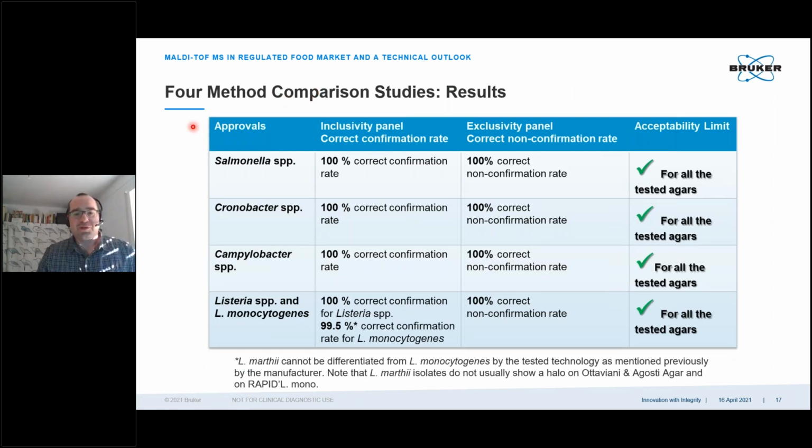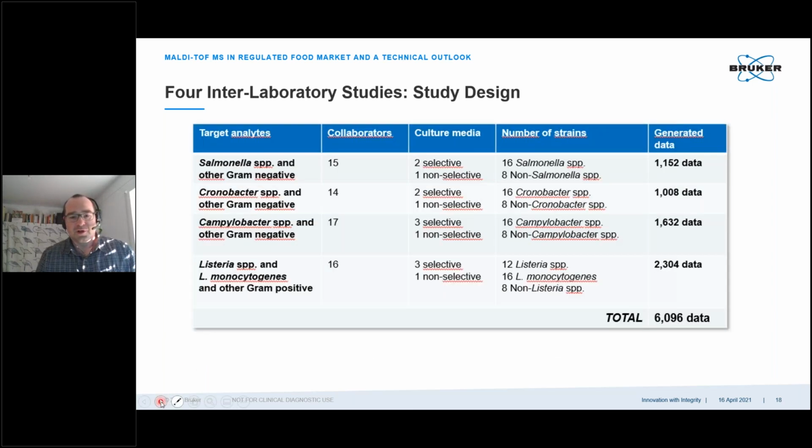The results of these method comparison studies were very good, as the inclusivity and exclusivity acceptability limits were all met. So the next step was the interlaboratory studies, and again, the same target analytes were included, but a much higher number of collaborators, up to 17 labs. In contrast, a lower number of selective media, and of course, a lower number of strains for inclusivity and exclusivity were included, but almost or more than 6,000 samples also have been analyzed.